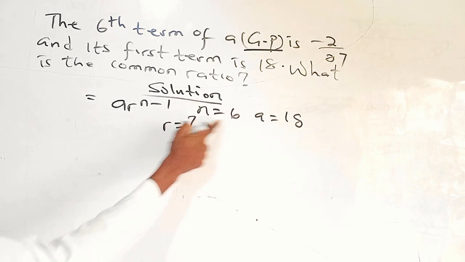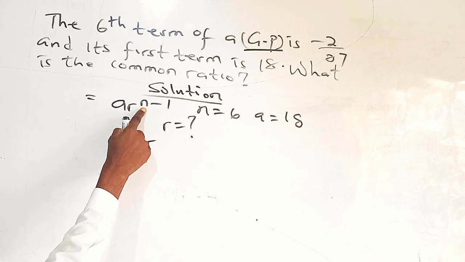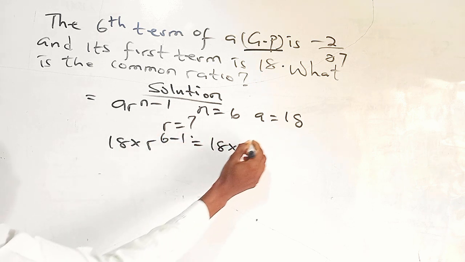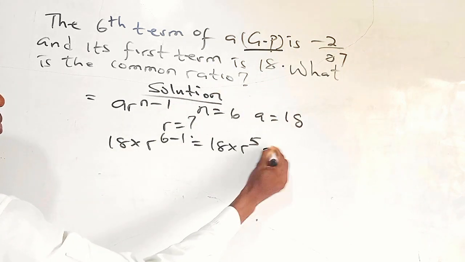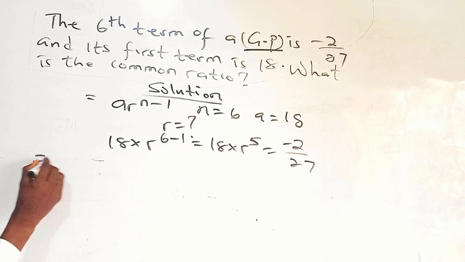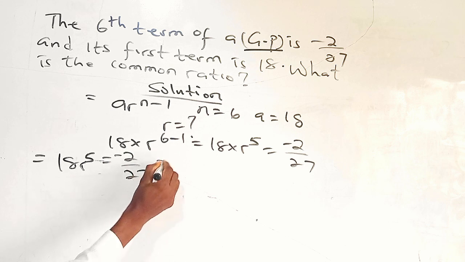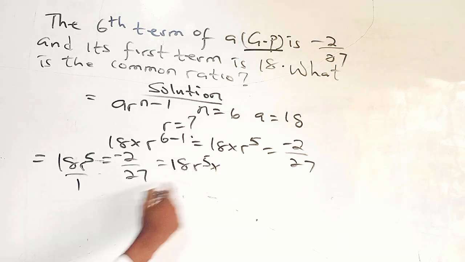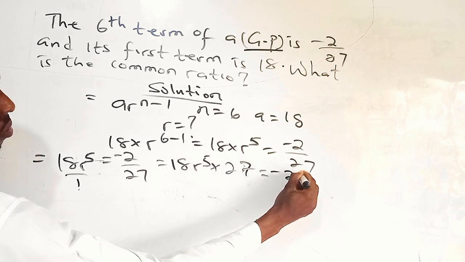So applying this, we have a, which is 18, times our common ratio, which is not given, and the number of terms is 6 minus 1. So we have 18 times r raised to power 5. But the question says everything equals minus 2 over 27. So let's take it from here. We have here 18r raised to power 5 equals minus 2 over 27. Okay, so we can easily cross multiply by saying 18r raised to power 5 times 27 equals minus 2 times 1.